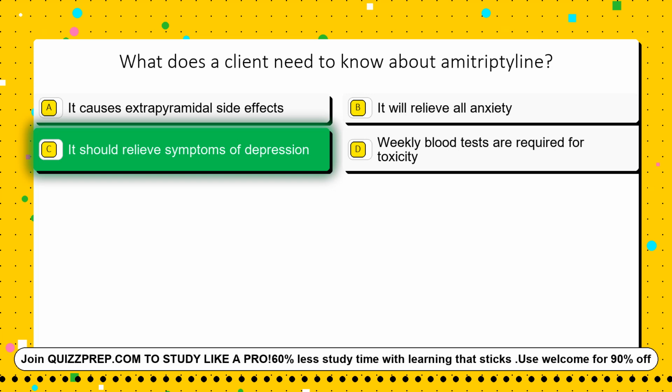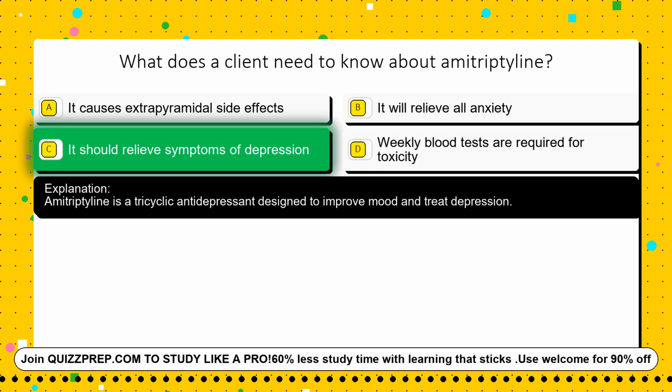The correct answer is option C. It should relieve symptoms of depression. Amitriptyline is a tricyclic antidepressant designed to improve mood and treat depression.